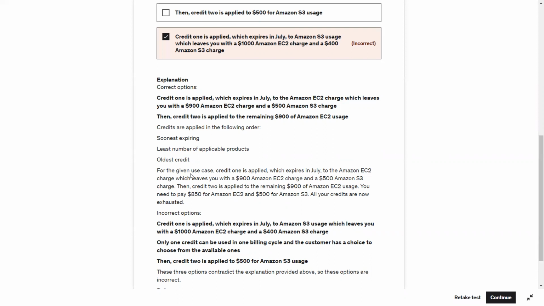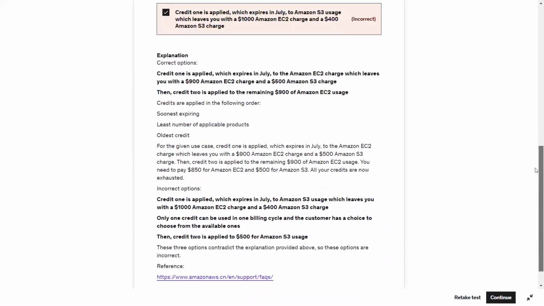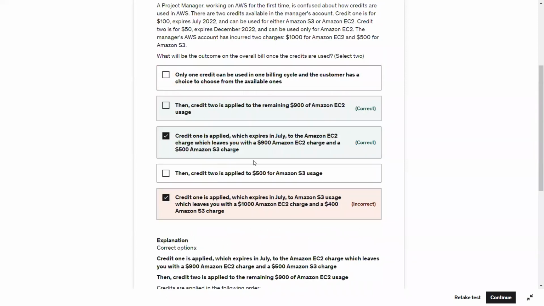Not sure what this is. For the given usage, credit one is applied, which expires in July, to the major EC2 charge, which leaves you with $900 of EC2. The credit is applied on the remaining $900 EC2 usage. Not sure how they say it like this. Option 3 is okay, but I thought that because the $100 is for both S3 and EC2, they can be used either on EC2 or the S3.